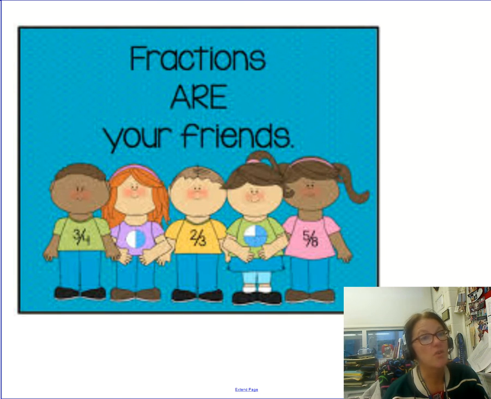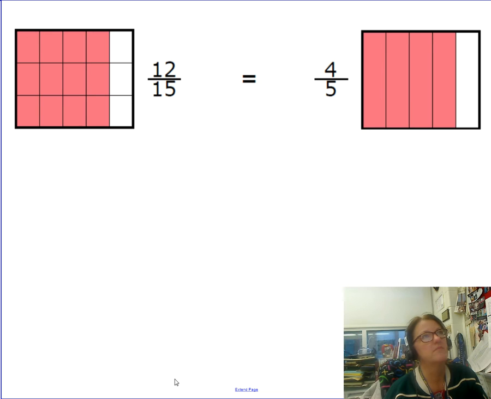And now don't start whining about fractions. Not allowed. Fractions are your friends. Seriously. Here we go. Look at this model for 12/15ths, just so you kind of remember the picture here. I have a shape. It's divided into 15 equal parts. 1, 2, 3, 4, 5, 6, 7, 8, 9, 10, 11, 12, 13, 14, 15. I have 12 of them colored in.